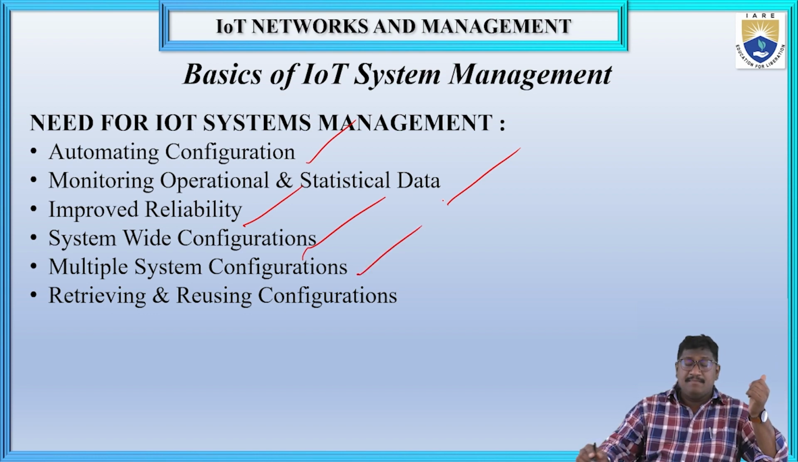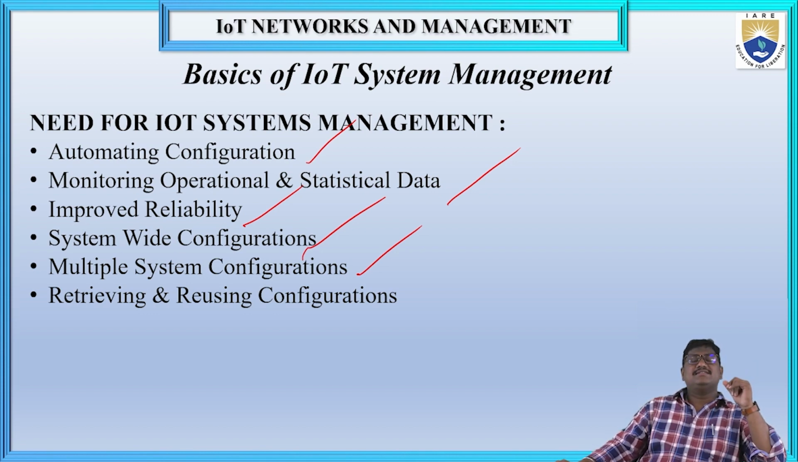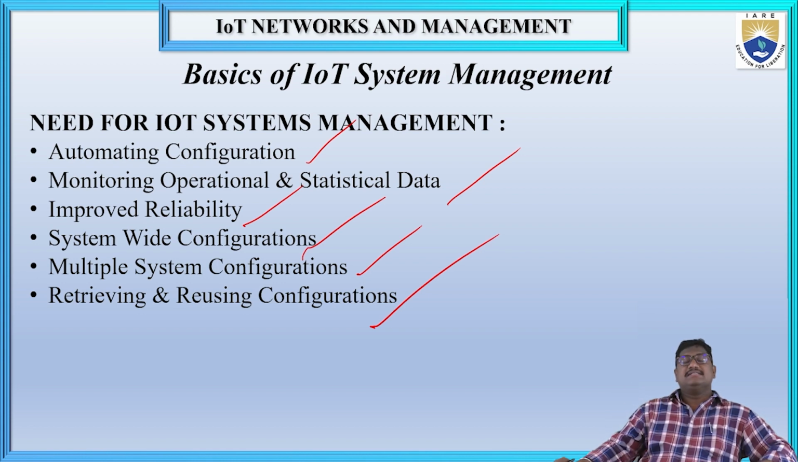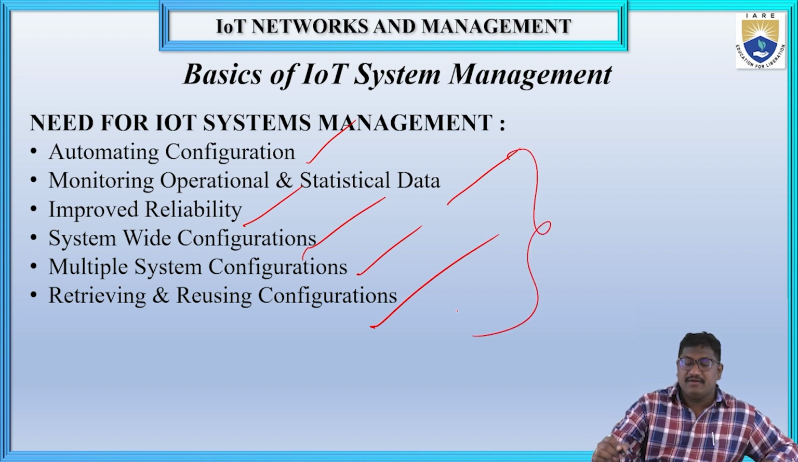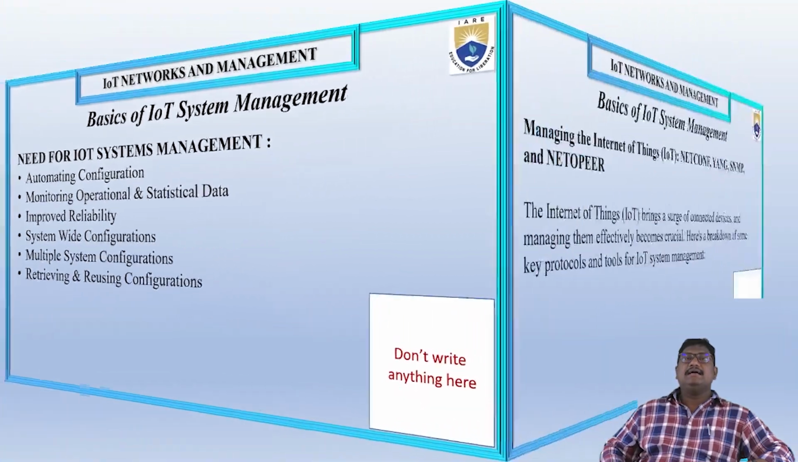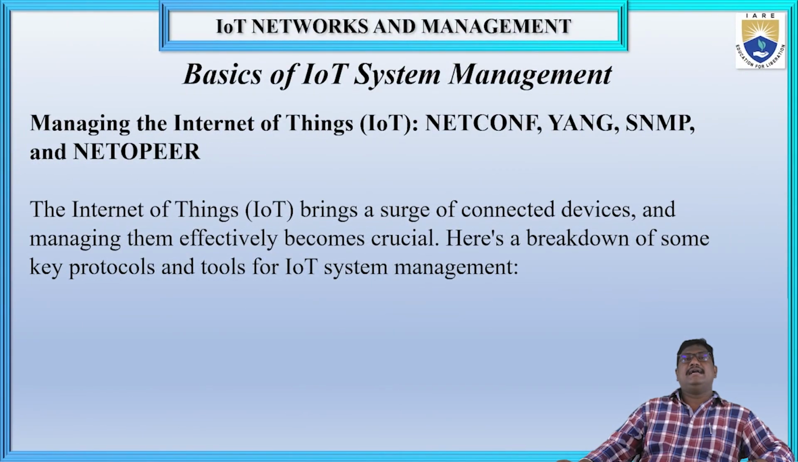And also multiple systems are involved in IoT systems, so we need to check the multiple system configuration, whether it is suitable to this particular device or not. And also we have to retrieve and reuse multiple configurations. These are the 6 different kinds of needs which are very helpful for IoT system management: automatic configuration, monitoring operational and statistical data, improving reliability, system-wide configurations, multiple system configurations, and retrieving and reusing configurations. These are the things which are very much required.